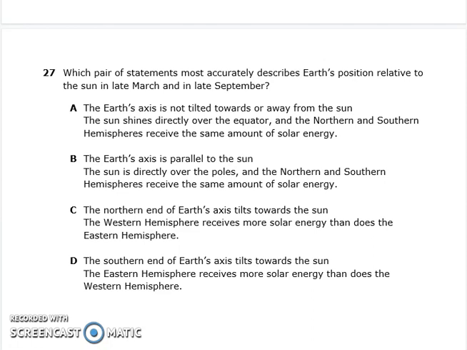C, the northern end of Earth's axis tilts toward the Sun. The western hemisphere receives more solar energy than does the eastern hemisphere. D, the southern end of the Earth's axis tilts toward the Sun. The eastern hemisphere receives more solar energy than does the western hemisphere.